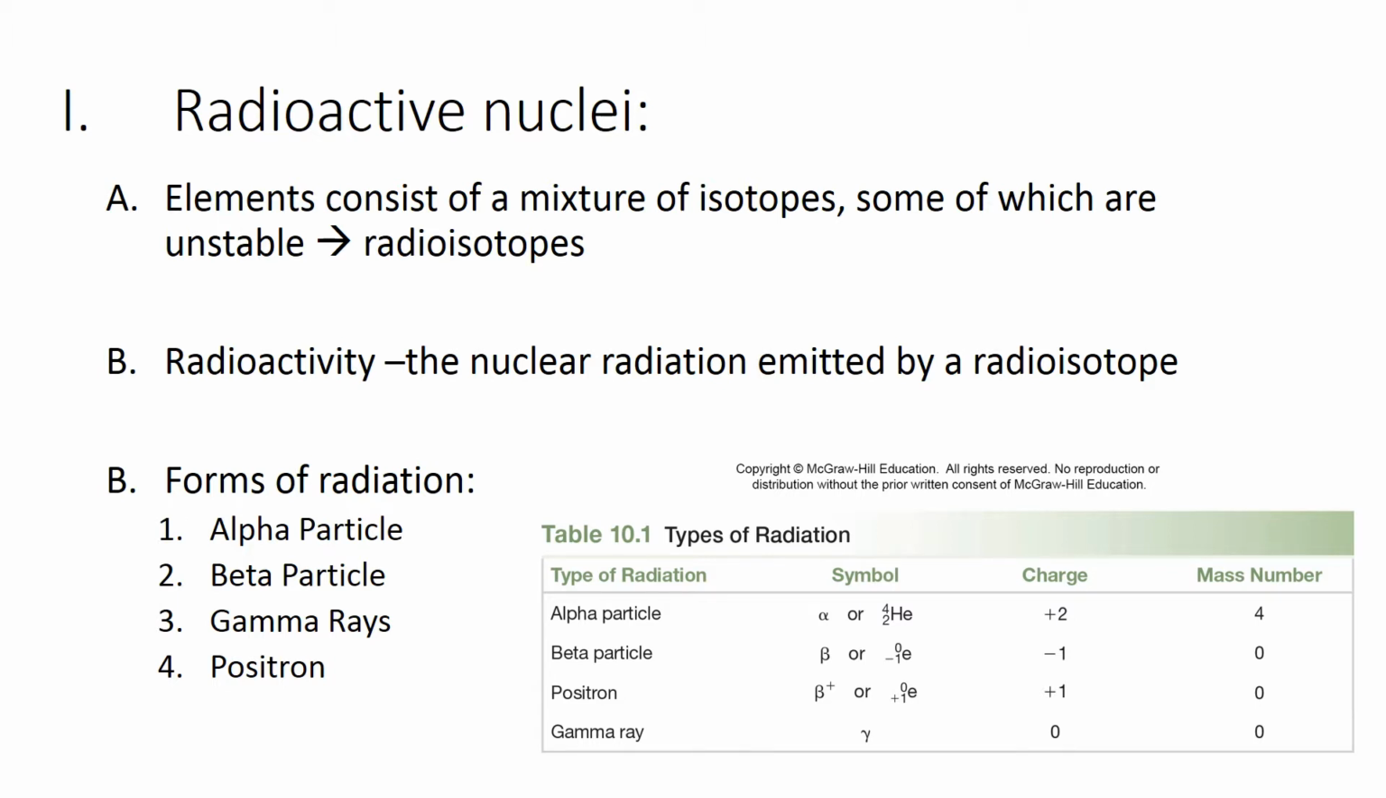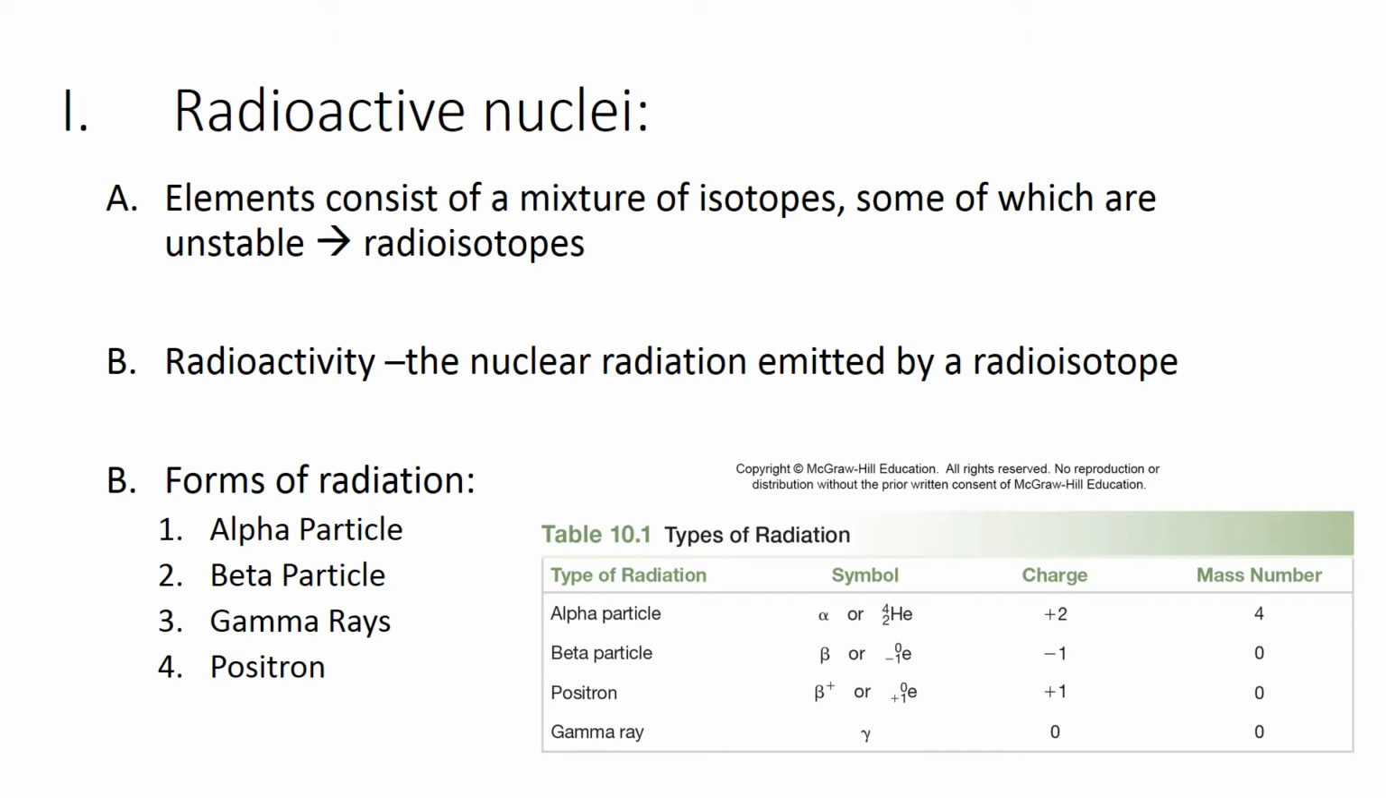know first that elements do consist of a mixture of isotopes. So remember back that an isotope is the same element that has a different number of neutrons in its nucleus. So sometimes one of these nuclei, or one of these forms of an element, is unstable, and that's when we call it a radioisotope. When we talk about radioactivity, we're talking about the nuclear radiation that's emitted by a radioisotope.